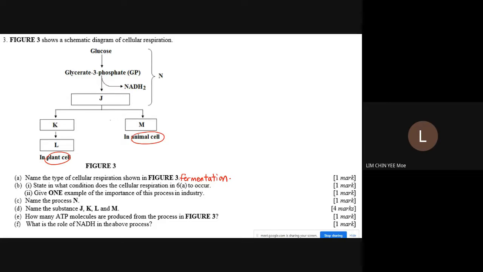B1. State in what condition does the cellular respiration in 6A occur? What makes it fermentation?